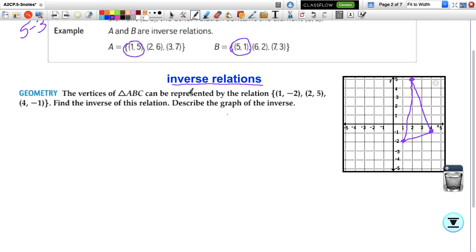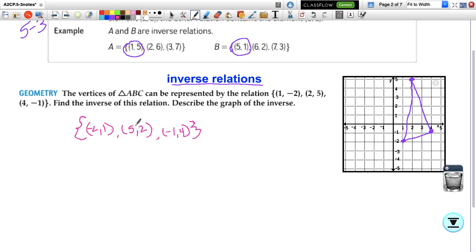Okay, now we need to find the inverse of that. So we'll do that in a different color. Let's go pink. Okay, so if we look at our information above, we're still going to have 3 coordinate pairs, right? They're in curly brackets because that's how we represent a set of ordered pairs, which is a relation. All we have to do is flip-flop our x and y. So instead of 1, negative 2, it's going to be negative 2, comma 1. Instead of 2, 5, it's going to be 5, 2. And instead of 4, -1, it's going to be -1, 4.